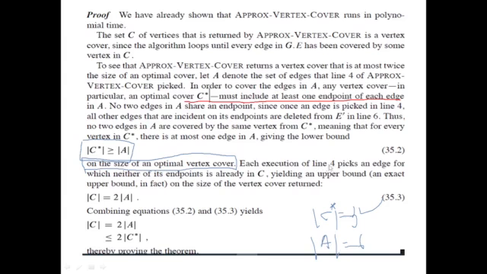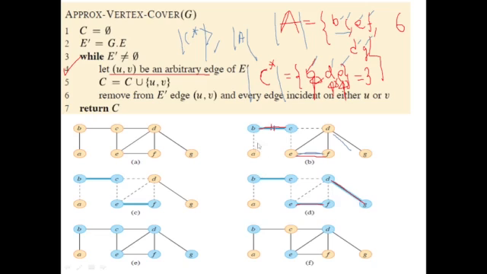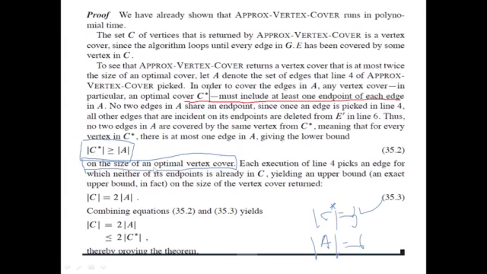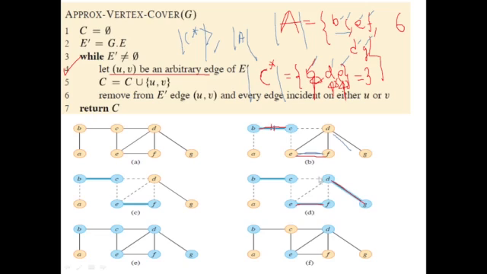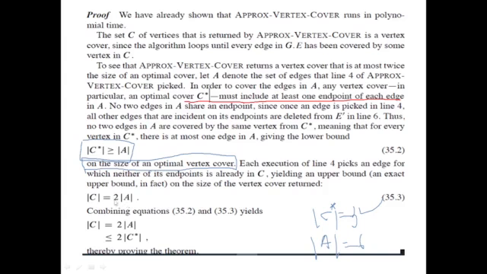Each execution of line number 4 picks an edge for which neither of its endpoints is already in C. Once we are deleting these edges, each execution of line number 4 picks an edge for which neither of its endpoints is already in C, yielding an upper bound. Another interesting thing is that C will be equal to twice A.